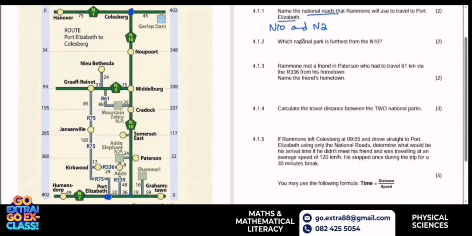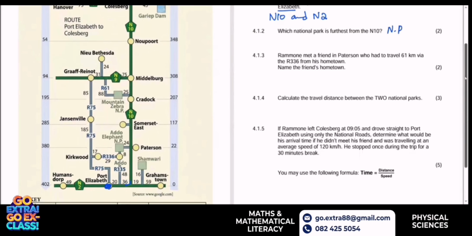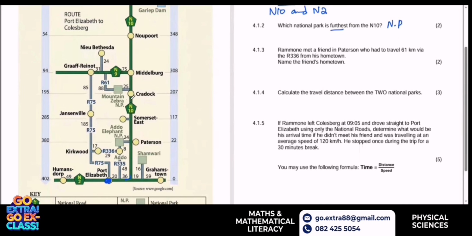It says: which national park is furthest from the N10? So we need to look for a national park. Remember, the icon for a national park is NP. These are the national parks. But they say which one is the furthest, meaning far away from the national road. Here we can see we have Mountain Zebra and we also have Addo Elephant. Where is our N10? Our N10 is this side. Between Mountain Zebra and this Elephant park, which one is the furthest from this road?